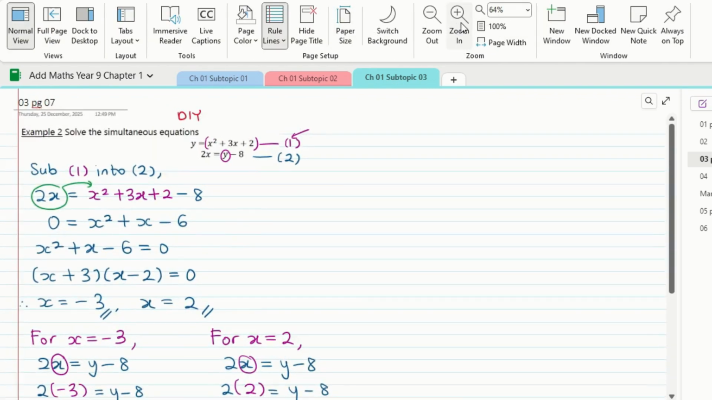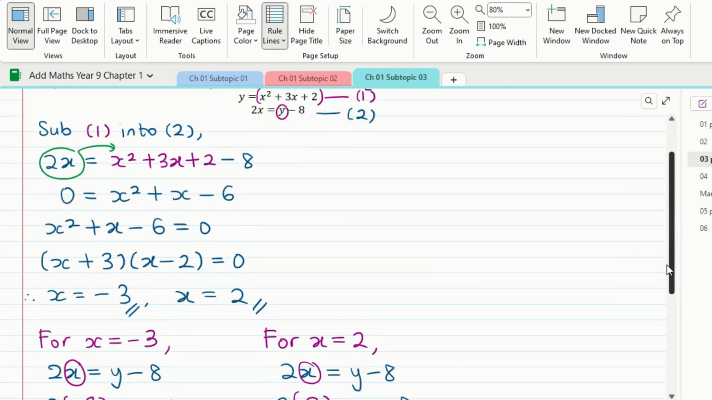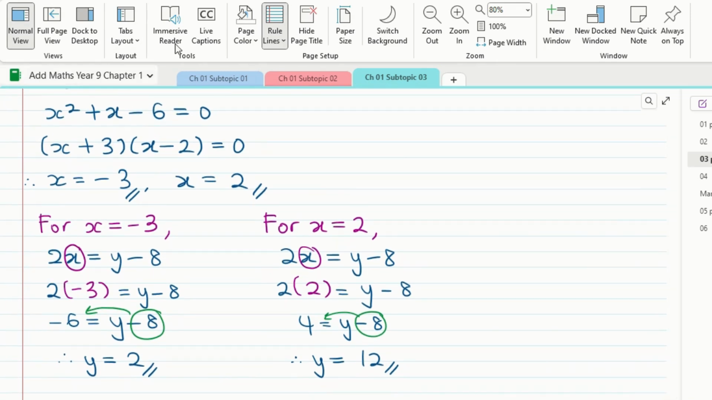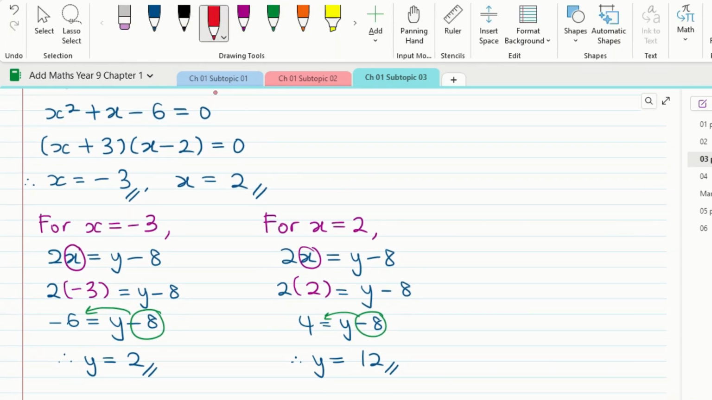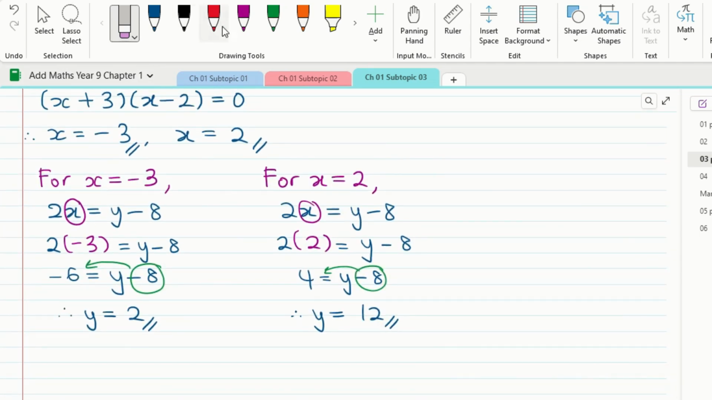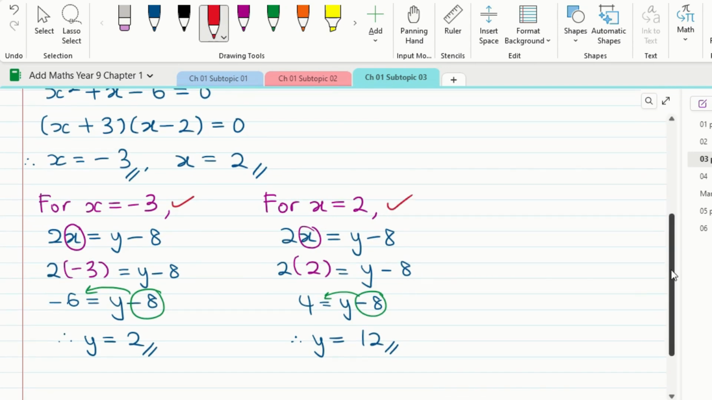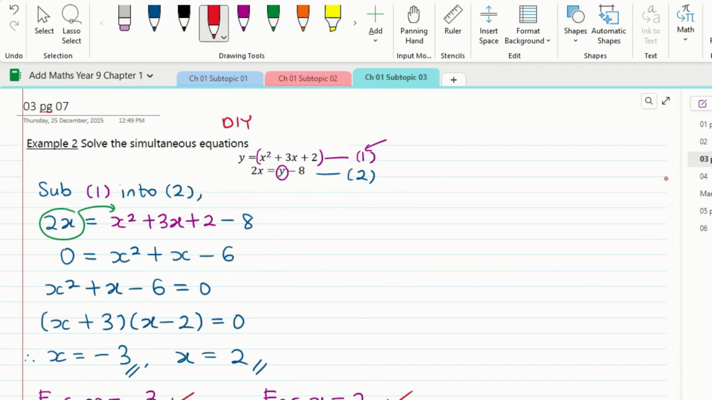Now moving in a bit to briefly explain. If we proceed to factorize x squared plus x minus 6 equals 0, then you will have x equals negative 3 and x equals positive 2. And if you try to find the solution for each x, for x equals negative 3, you substitute into the second equation, which is a linear one. It's quite easy.